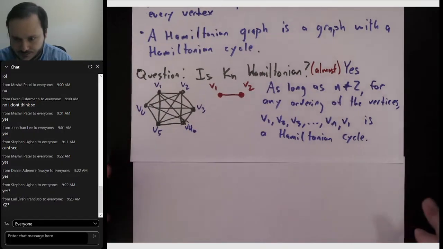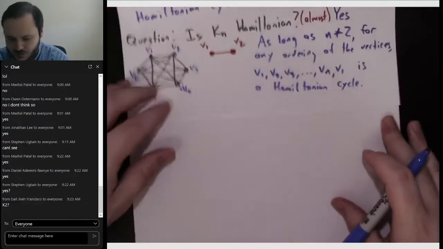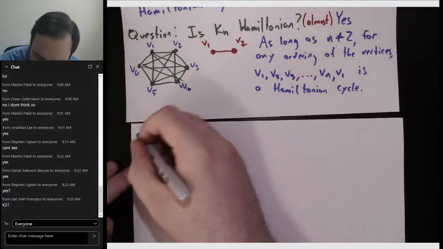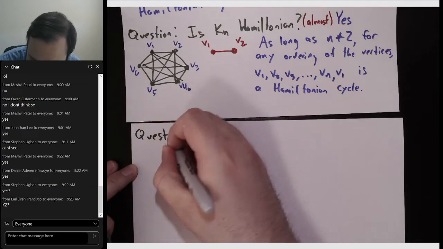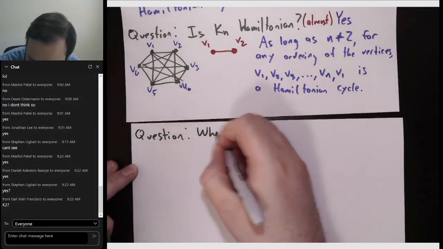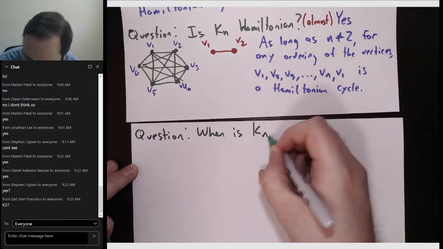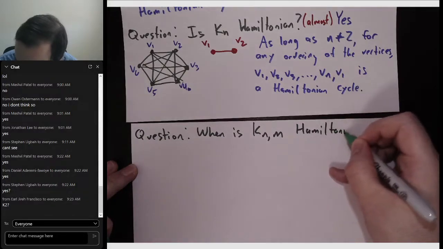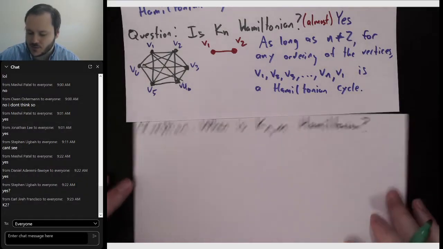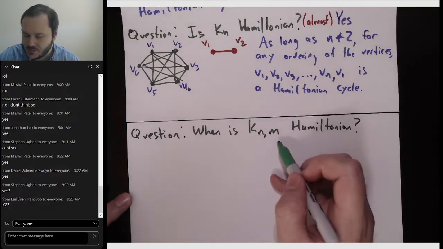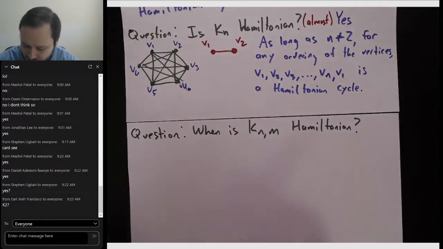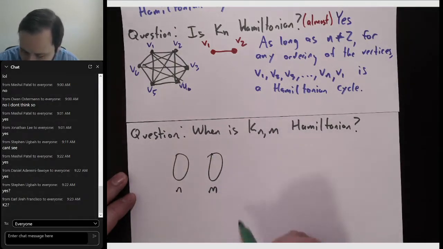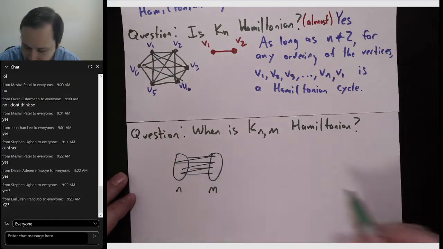Let's try another one. A little bit harder. When is K_{N,M} Hamiltonian? So quick review, K_{N,M} is the complete bipartite graph. So I've got N vertices over here, M vertices over here, and all of the edges in between.